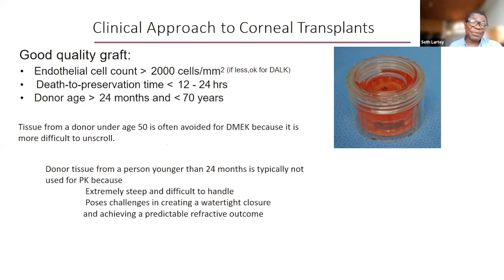Now, patients for DMEK, 50 years and below is recommended because tissues and membranes that are older than 50 years are more difficult to control. The reason why we don't use tissues younger than 2 years, 24 months, is because these are extremely steep and difficult to handle, challenging to create a watertight closure and predict and achieve a good refractive outcome.